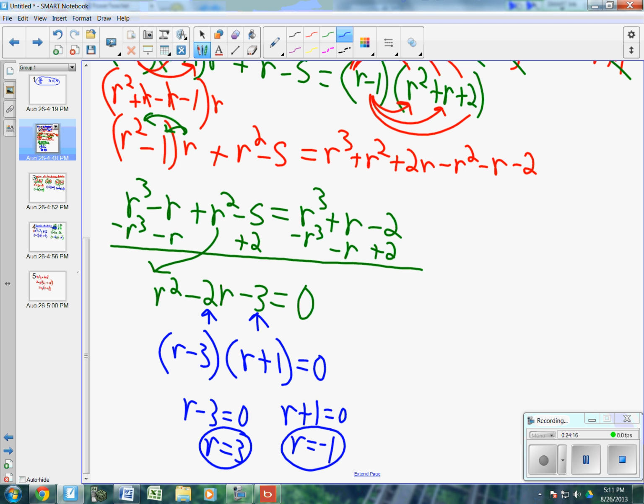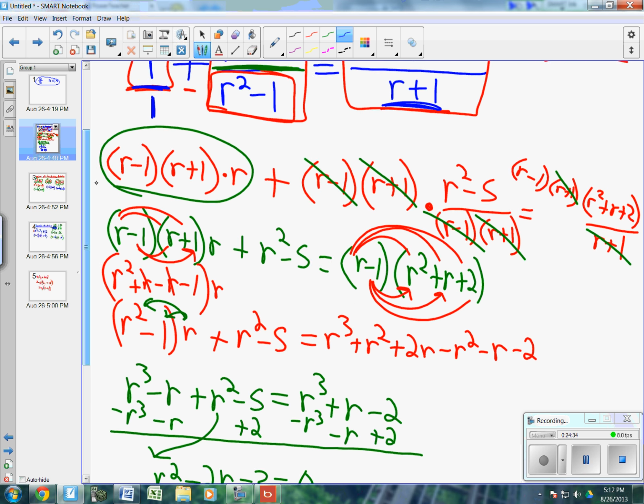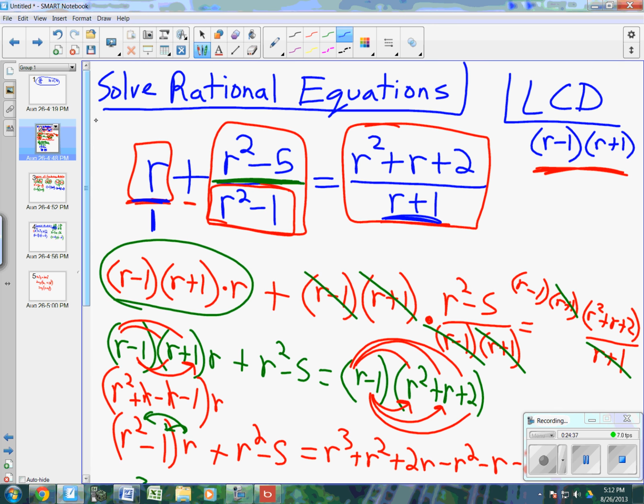Now, I need to check those to see if I have any extraneous solutions. Just like radicals, rational equations have extraneous solutions. So I am going to take 3 and negative 1, and go back up to my original problem. I am going to plug in 3 first of all, and I'm going to find a color that I haven't used too much of. I'm going to put it in above.